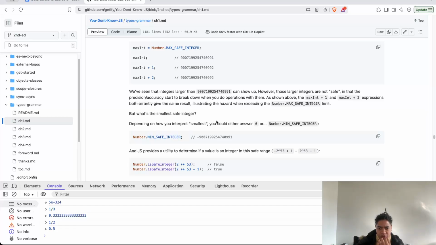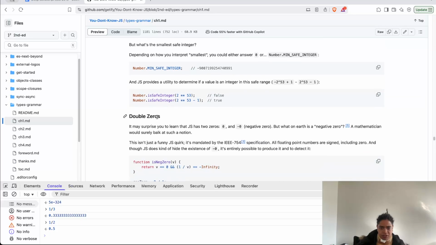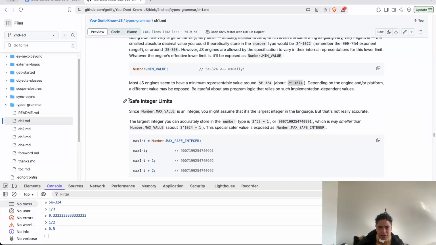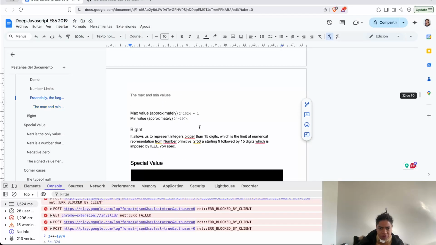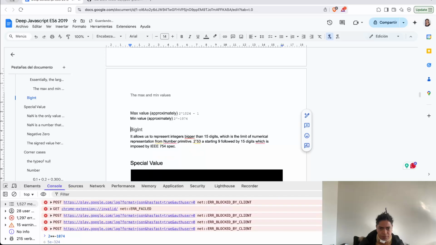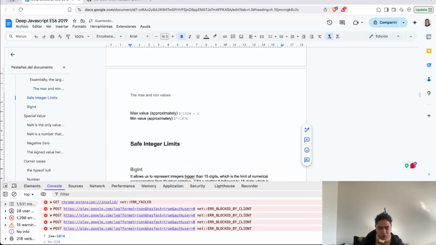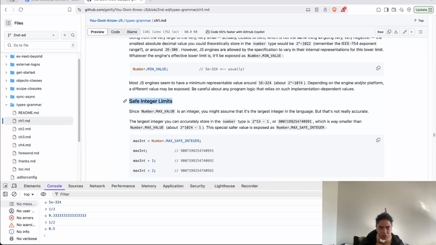Illustrating the hassle with exceeding the max safe integer. But what's the smallest safe integer? It's this, and JavaScript provides that. That's interesting. So, safe integers limits.